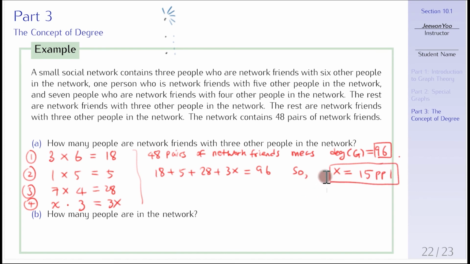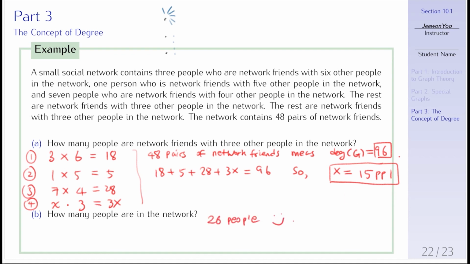What does it mean, everyone? 15 people are network friends with 3 other people. So those people are the rest, the unknown from the question. How many people are in the network now? Well, we know 15 from category 4, 7 from category 3, 1 from category 2, and 3 from category 1. So 3 plus 1 plus 7 is 11. 11 plus 15 is 26 people in the network.